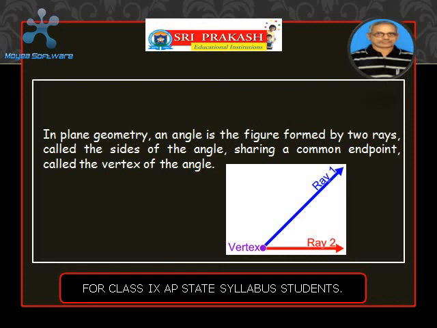So, ray 1 and ray 2 are called what? The sides of the angle, sharing a common endpoint. Here one point, the vertex, is there. This is the common endpoint. And what is this common endpoint called? Vertex of the angle. This common point is called the vertex of the angle.